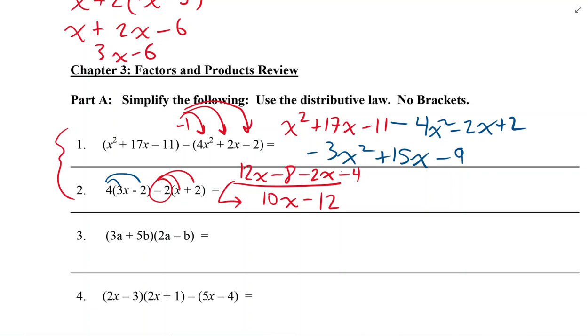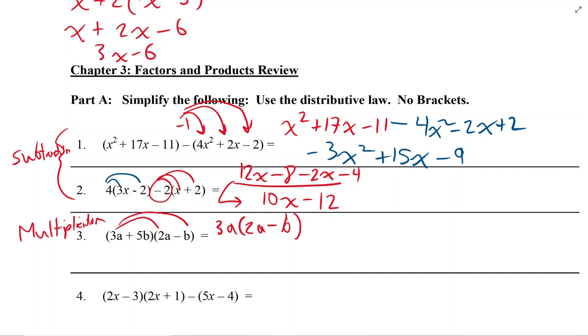There we go. Okay, going back to what's the difference between 1 and 2? Number 1 and 2, those are subtractions, right? But number 3, it's a bracket beside a bracket, so it's a multiplication. So it's going to be 3a times 2a minus b. And you can show that by multiplying like that as well.